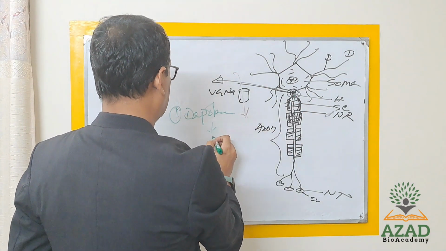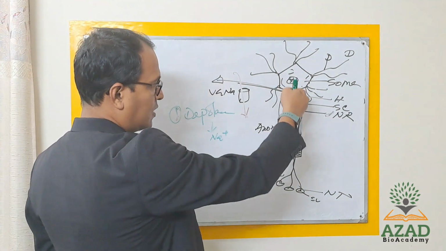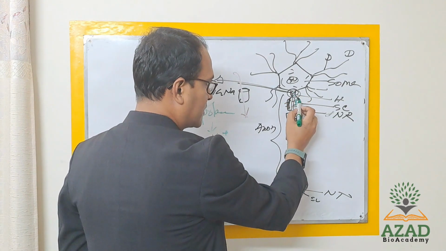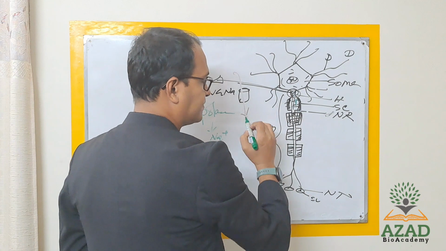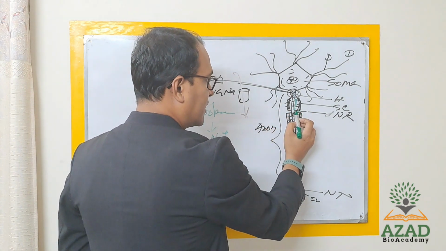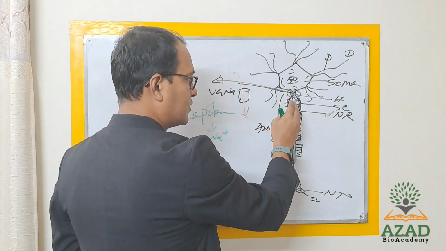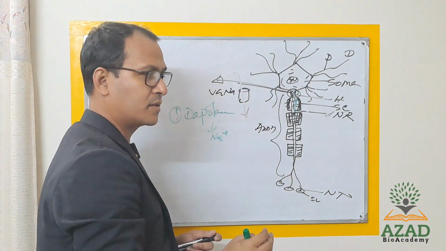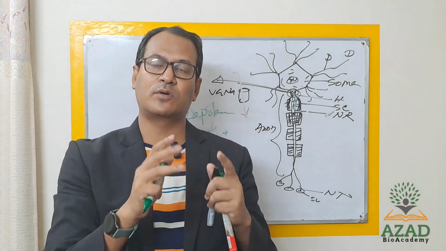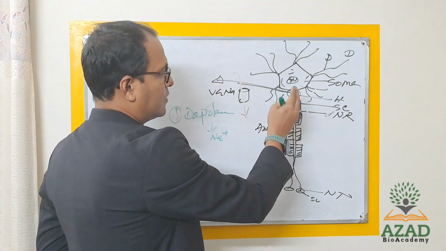And instantly it will travel, because when sodium enters, the intracellular sodium will travel through this hillock point to the next node of Ranvier. Sodium will travel, and it will create the stimulus there, and that will trigger or activate that node of Ranvier region, because in the node of Ranvier, as I already said, there are voltage-gated sodium channels and voltage-gated potassium channels. So what will happen?